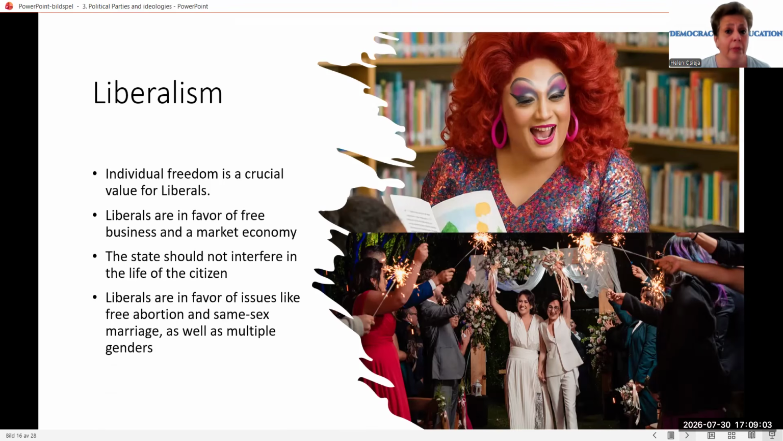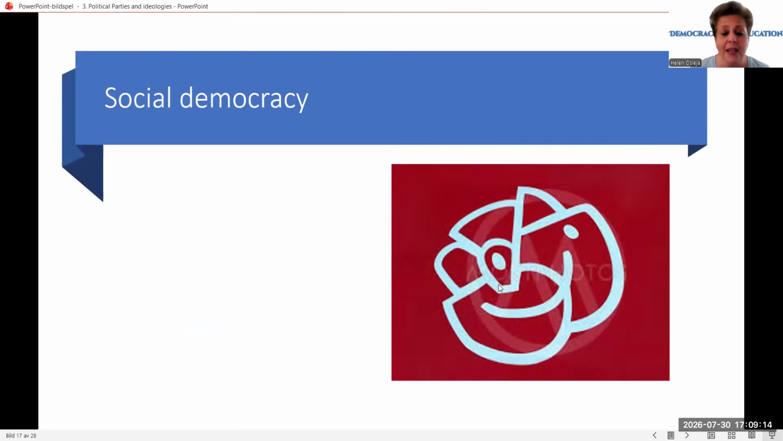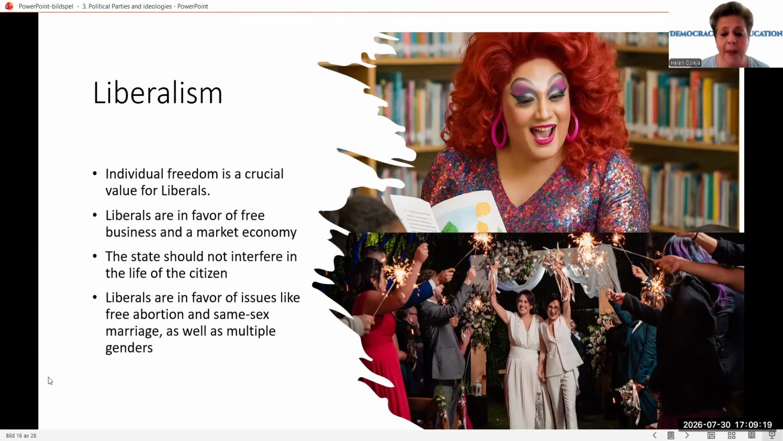And liberals in Western Europe, in the United States, and in many other countries are in favor of issues like, for example, free abortion, same-sex marriage. Same-sex marriage, like we have here this example of two women getting married in Mexico, or multiple genders like this so-called drag queen who is reading stories to children. These would be totally unacceptable for conservatives.